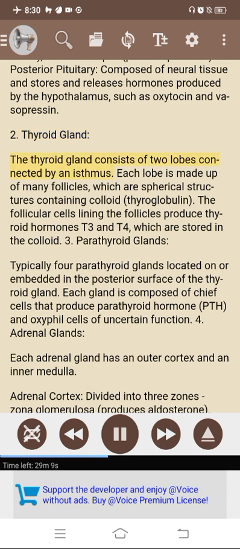2. Thyroid gland. The thyroid gland consists of two lobes connected by an isthmus. Each lobe is made up of many follicles, which are spherical structures containing colloid thyroglobulin. The follicular cells lining the follicles produce thyroid hormones T3 and T4, which are stored in the colloid. 3. Parathyroid glands. Typically 4 parathyroid glands are located on or embedded in the posterior surface of the thyroid gland. Each gland is composed of chief cells that produce parathyroid hormone (PTH) and oxyphil cells of uncertain function.